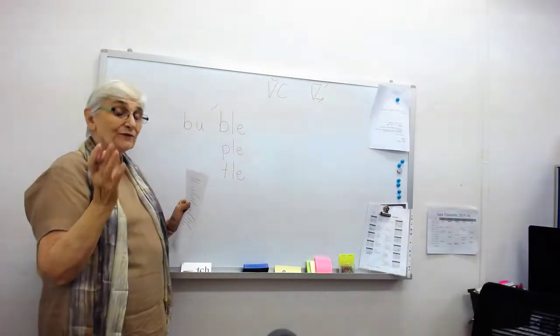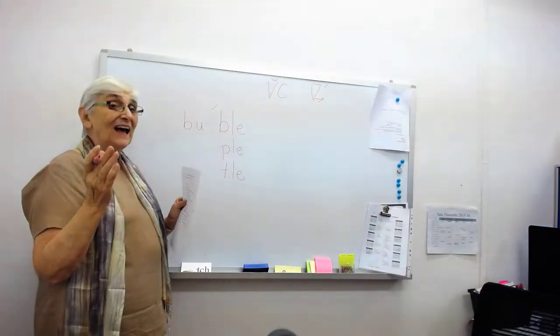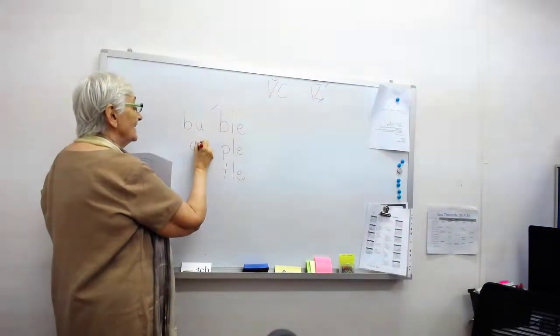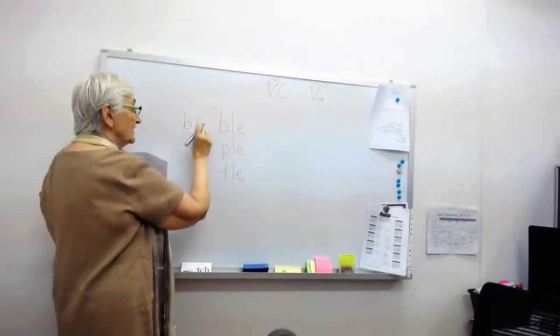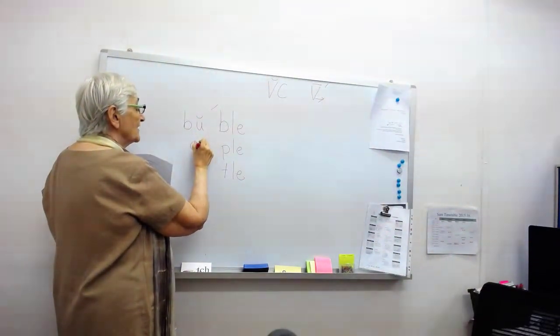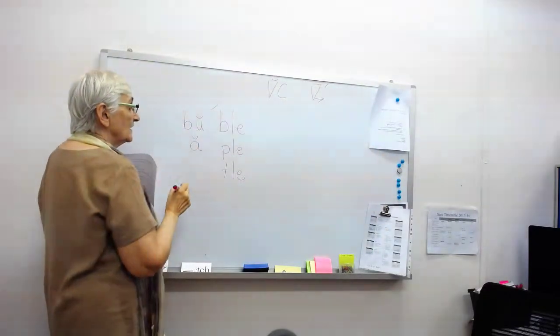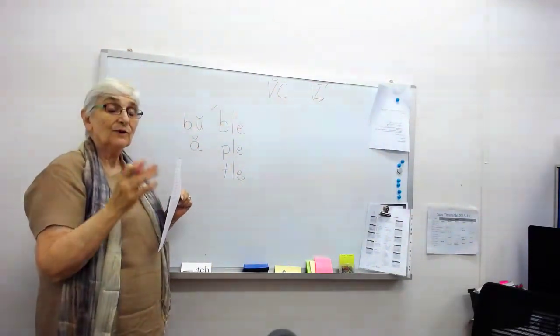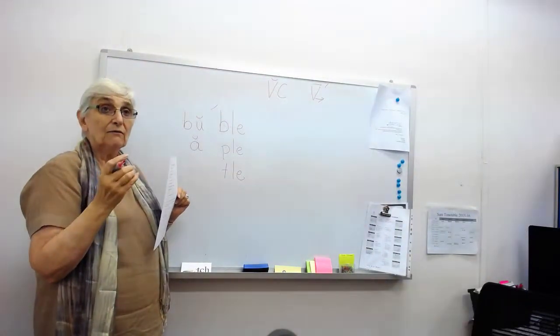Next word. Apple. What's your first syllable in that word? You hear an ah sound. All right. So this is short in this word. Okay. How about this one? Rattle. What's your first syllable? Ra.